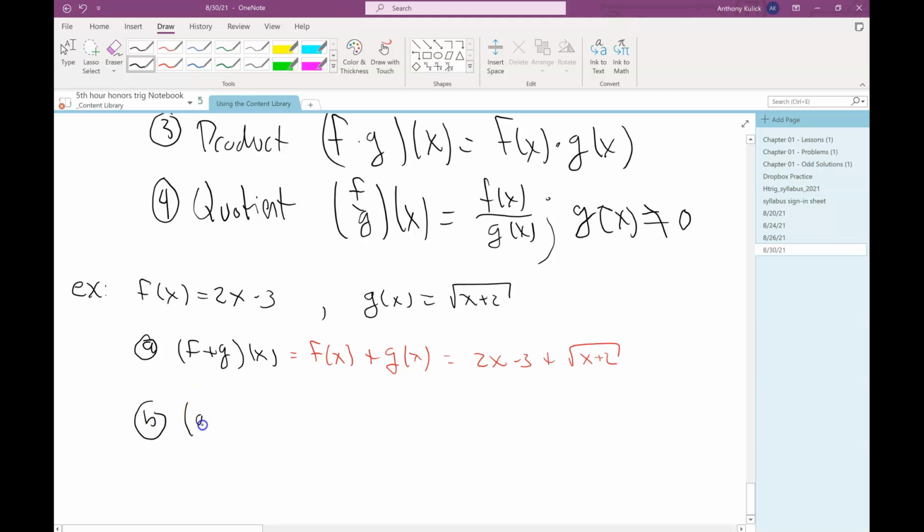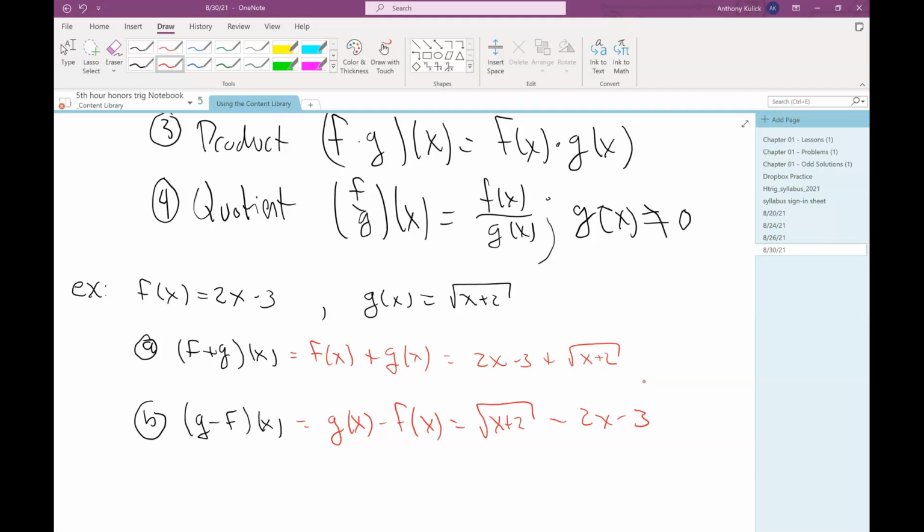What if we did g minus f of x? Well, using our definition from above, that's going to be the same thing as g of x minus f of x. So that's x plus 2 minus 2x minus 3. Is that right? You should all have a big problem with what I've just written.